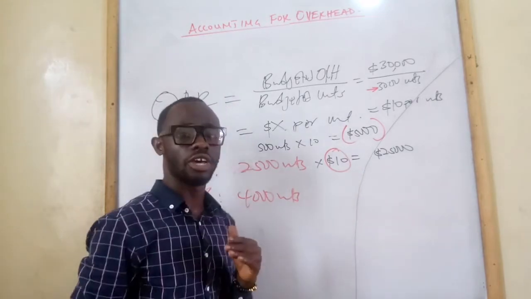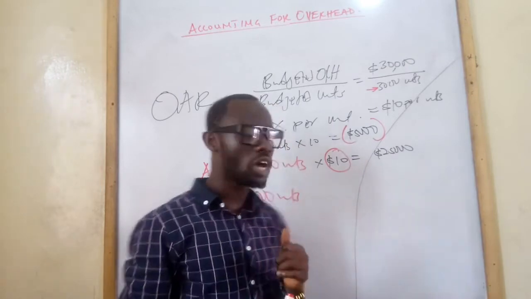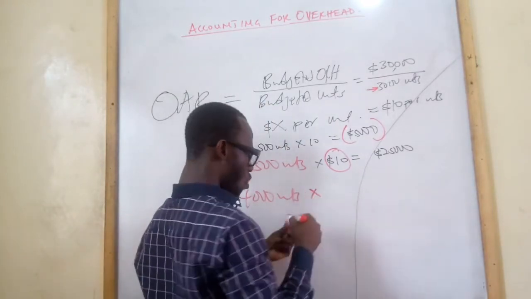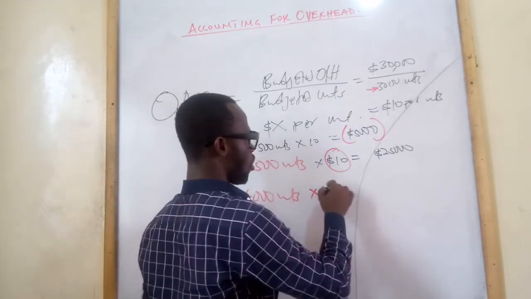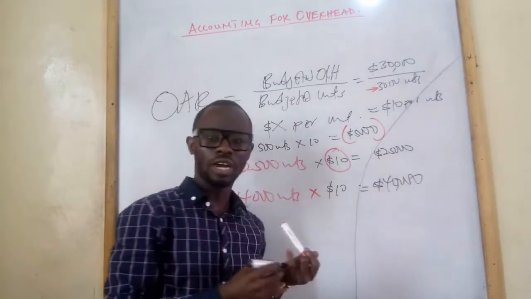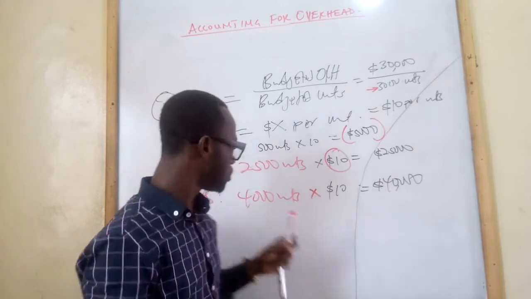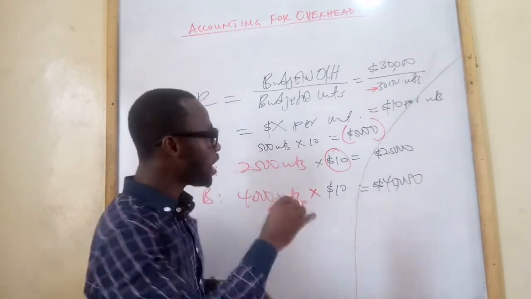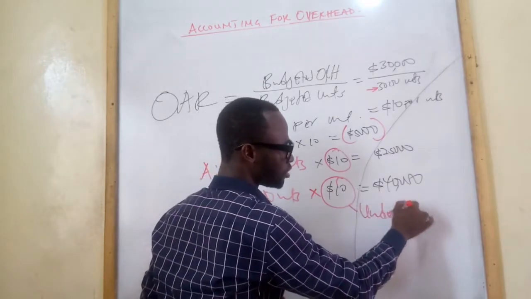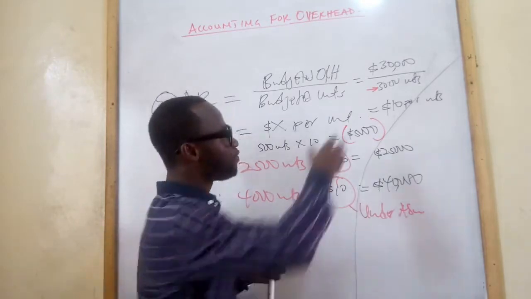The second scenario is that based on the budget, we wanted to produce 3,000, but the actual units we produced is 4,000. In this case, we are going to be charging overheads into the cost sheet at 40,000. But look at it. This rate we are using is based on 3,000, but the actual units we produced is 4,000. It means in this circumstance, overhead has been under-absorbed.